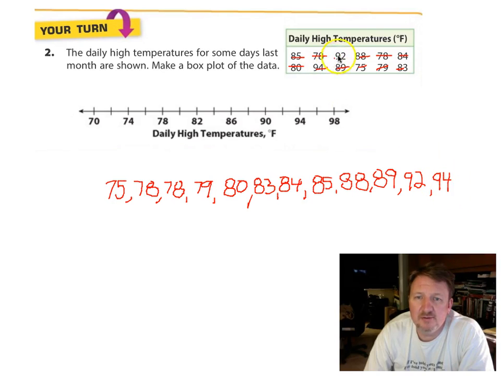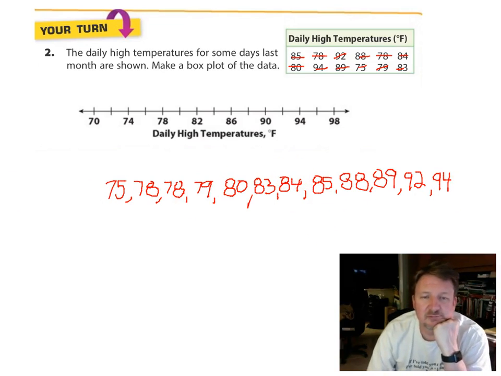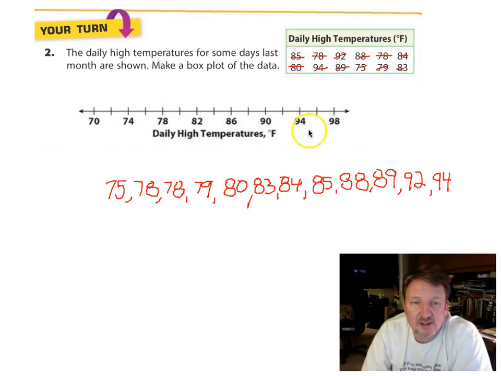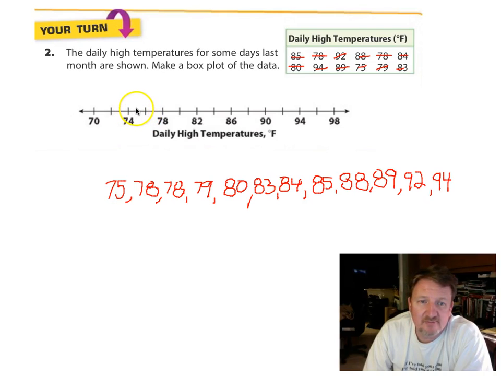All right, so now I have them in order from least to greatest. First of all, 75 is my lowest one. So I look at the number line: 74, 76, 78. My scale on this number line is that every line represents 2. My lowest value, 75, is going to go right there between 74 and 76. My highest value is 94. That's going to go right there. So those are my two tails.